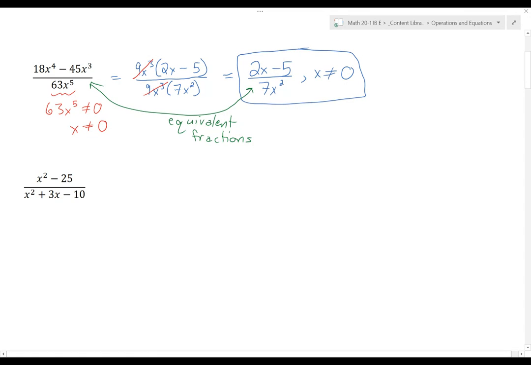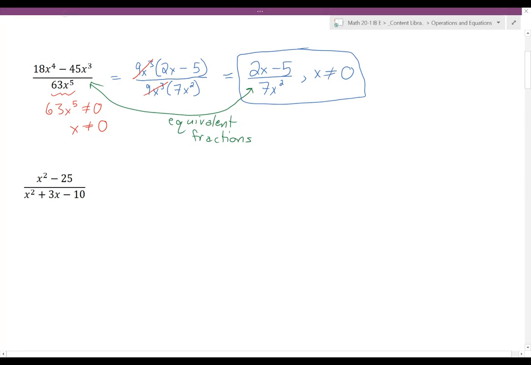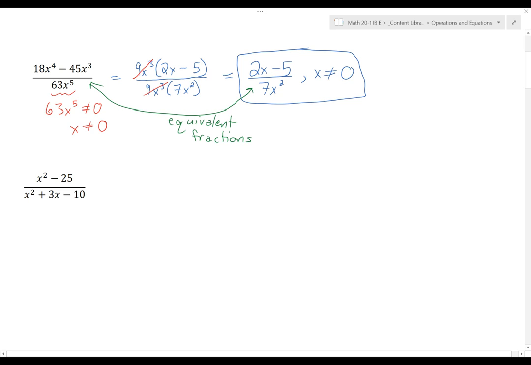So we have x squared minus 25 over x squared plus 3x minus 10. Now, there's a temptation with these to say, oh, I can cancel x squared, or I can divide 25 and 10 both by 5. Nope, can't do that. You can't cancel pieces of a binomial or a trinomial. If there's an addition or subtraction that connects those two pieces, you can't cancel part unless you can cancel all.